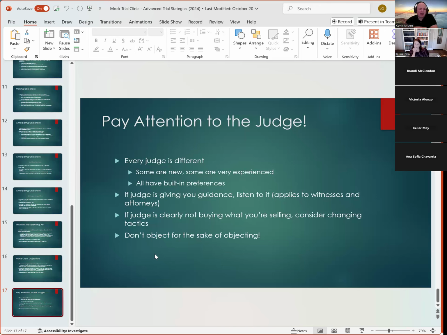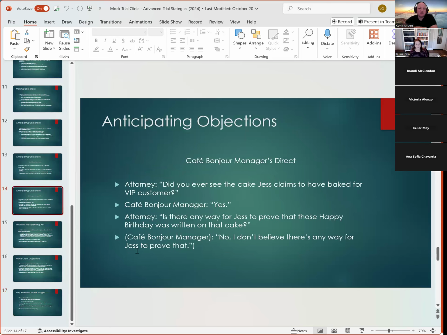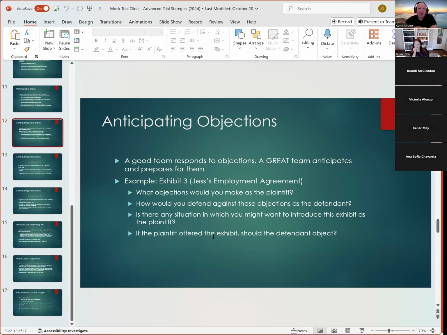Going back a couple slides to the point that good teams anticipate objections. One thing that can happen is whenever you make an objection to something, a judge may say you could clean it up on cross. So basically what that means is what the judge wants you to do is just address that on cross-examination.